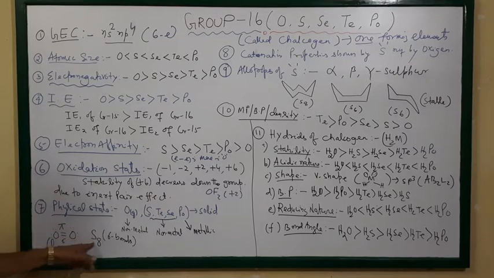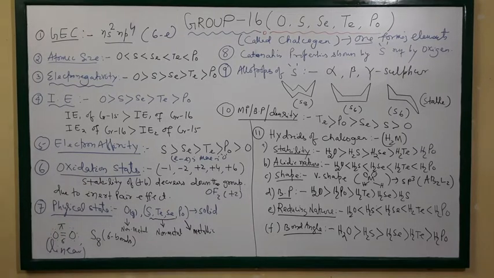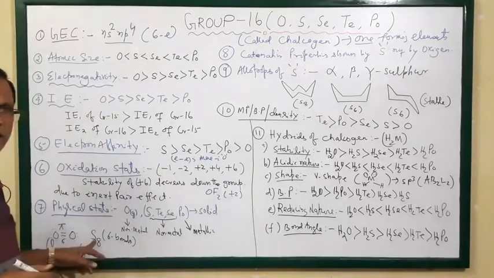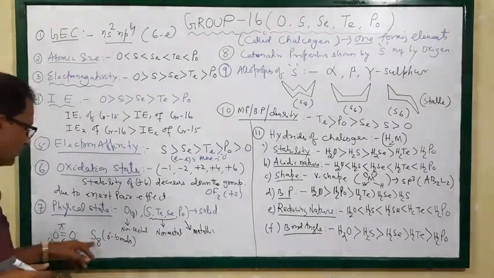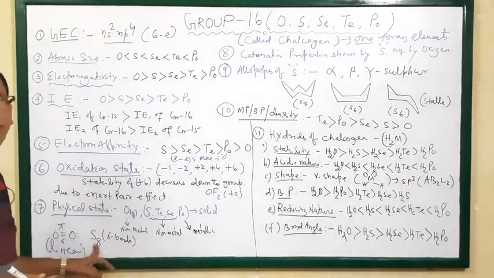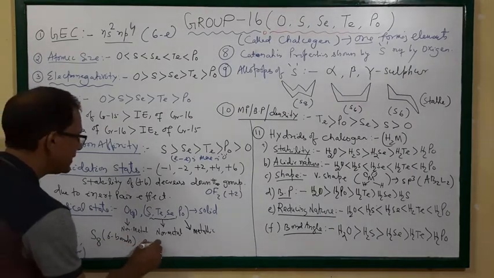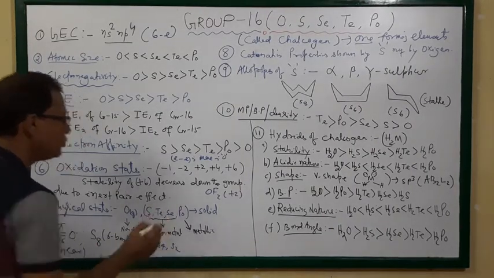But in the case of sulfur, the pi bond is not possible between sulfur atoms due to large size. Rather, it forms sigma bonds, and to satisfy the valency, sulfur exists in S8, S6, S4, S2 forms like this.